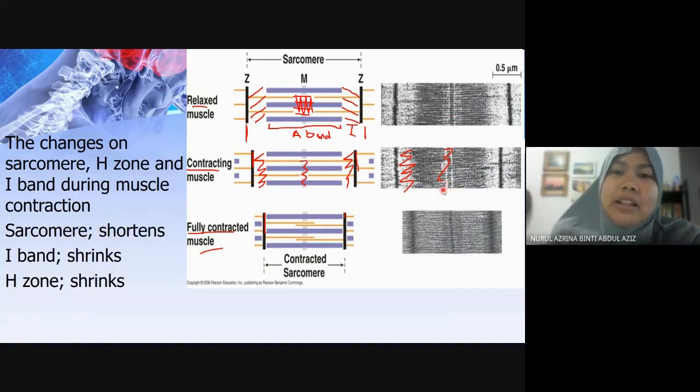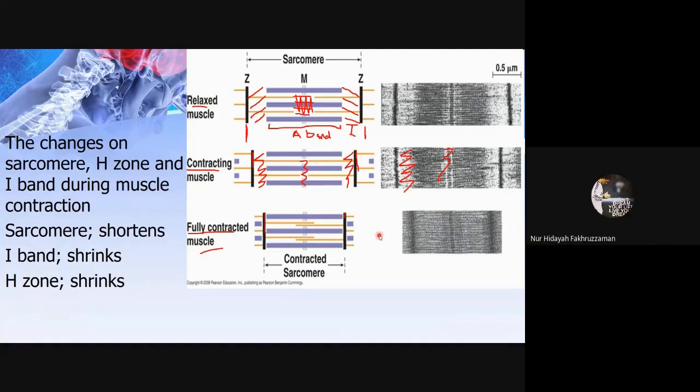If you still don't understand, look at this one. See? The A band is the same. The thick filament length remains the same. Nothing changes. The only thing that changes is that the sarcomere becomes shorter. The I band shrinks, and the H zone also shrinks. You can see the overlapping of the thin and thick filament. Okay, can? Can, madam. Okay, alright.